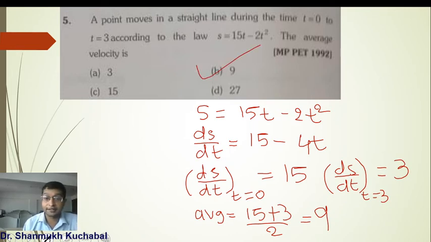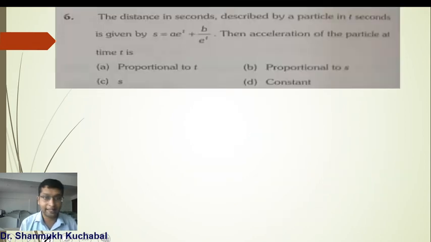So what we have done is we have taken a displacement, we differentiate, we get a velocity. Average velocity means take t equal to 0 first, second t equal to 3, and whatever answers we get, we have to take the average, we get 9 as the answer. So option B is the right answer, right? Yes. We'll move to our next example.